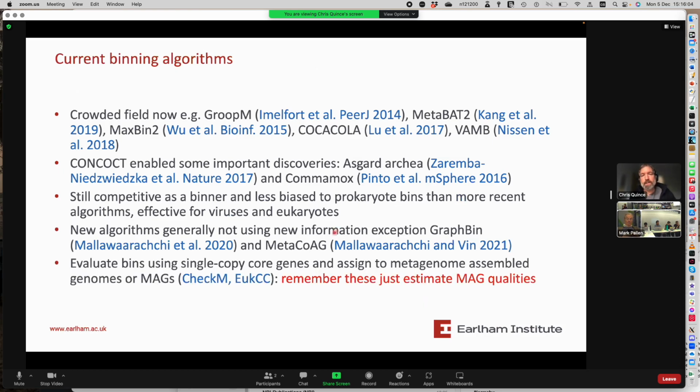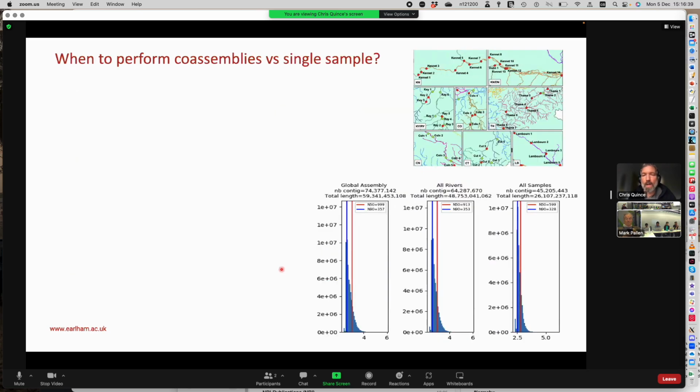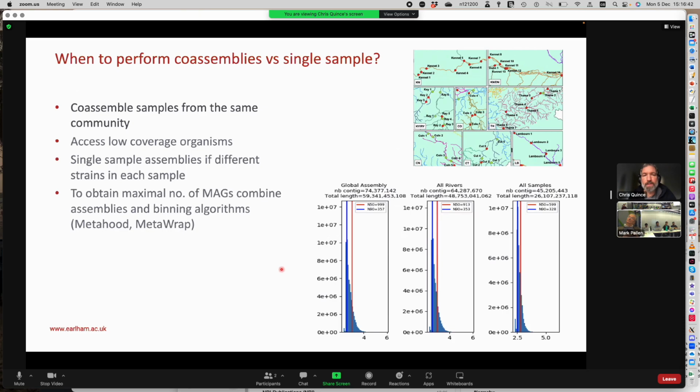There's also a couple of newer algorithms that also use information from the assembly graph, for example GraphBin or MetaCoAG. Once you've formed your bins, you use single copy core genes to evaluate them. You look through each bin and ask, is it complete in terms of single copy core genes? Does it seem contaminated? Then with a certain cutoff on completeness and contamination, you decide whether you're going to keep it as a MAG. I won't talk about when you should do co-assemblies or single samples.